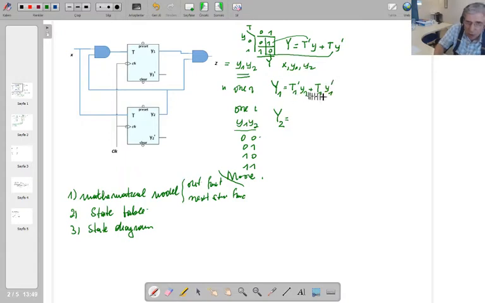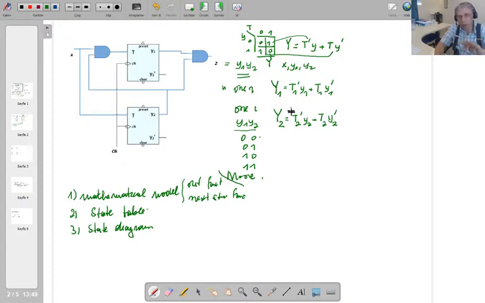Why do I put these index ones here? Because this is related to the first memory element. For the second memory element, it is going to be like that: T2 prime Y2 plus T2 Y2 prime. So these are the next state functions, but these are not the ones that I am dealing with.